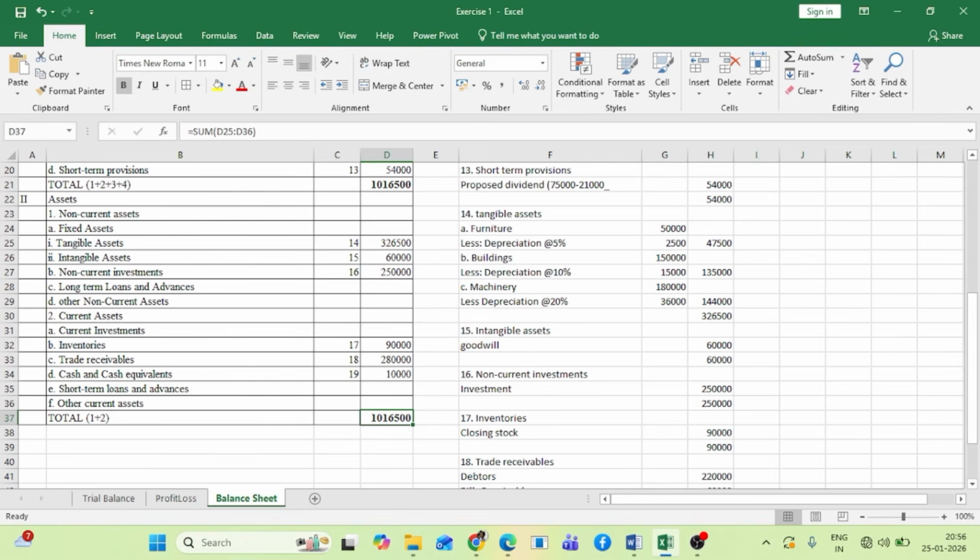So this is the way or process that you need to follow while preparing the financial statement.